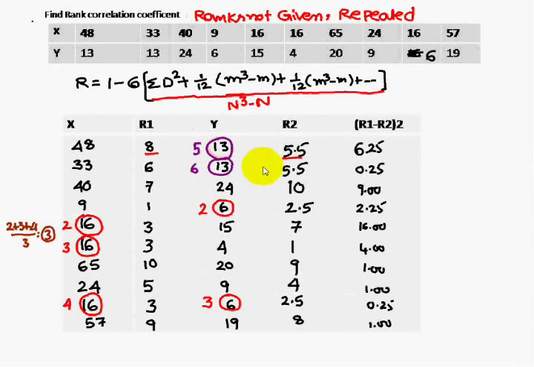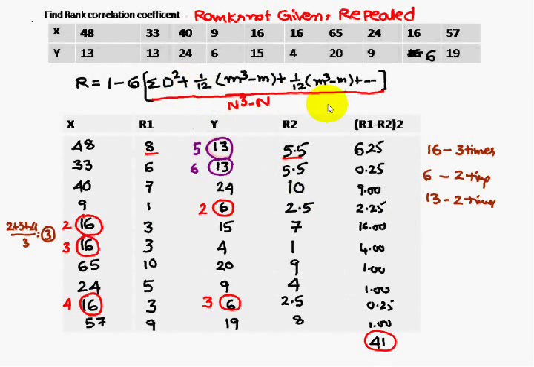Next, the difference in ranks. 8 minus 5.5 whole square gives 6.25, and so on. If you add these, the value is sigma d square, the sum of squared differences in ranks. Next we need the m value. How will you get m? 16 is repeated 3 times. Next, 6 is repeated 2 times, and 13 is repeated 2 times.